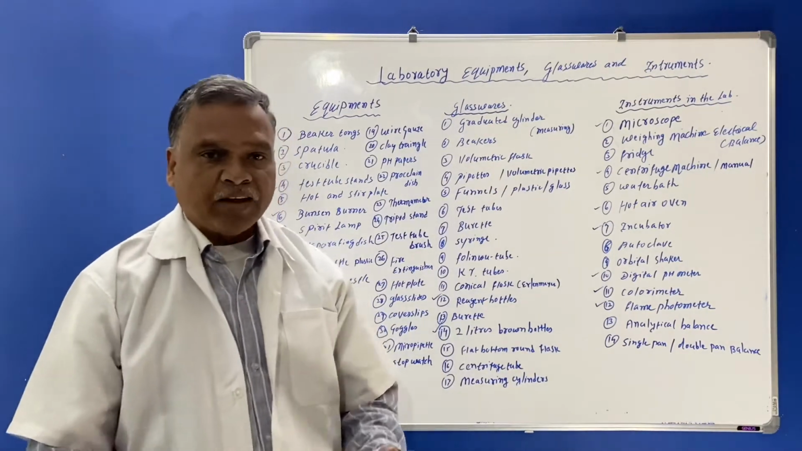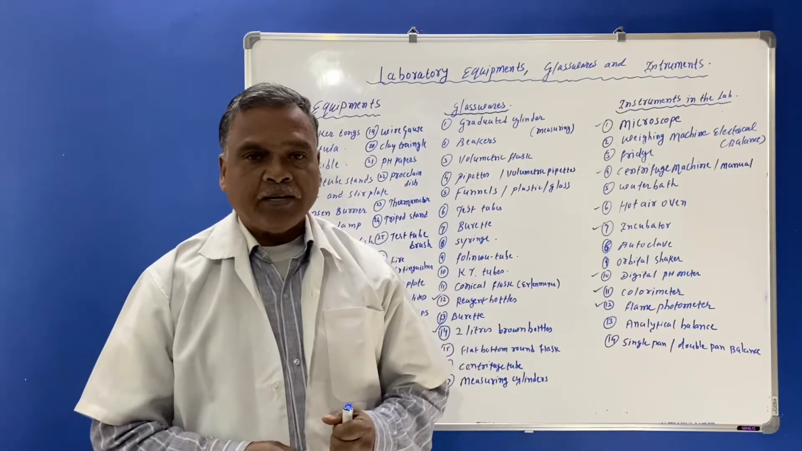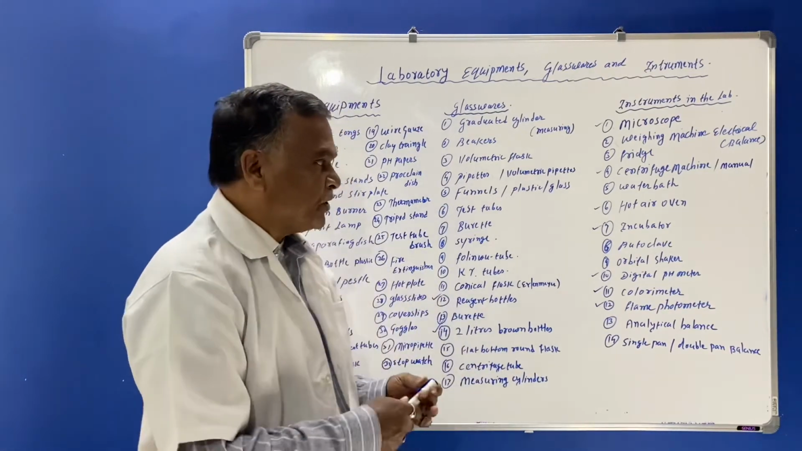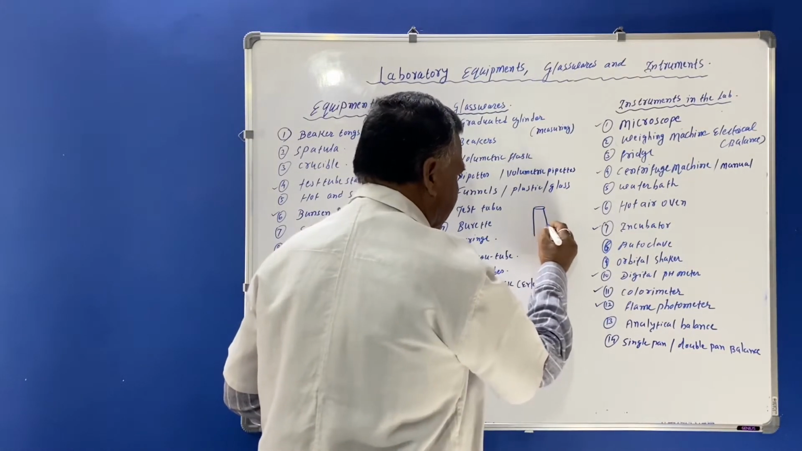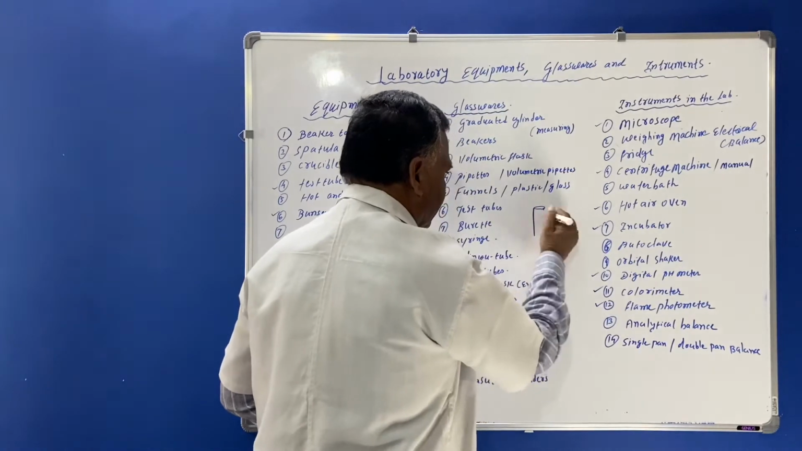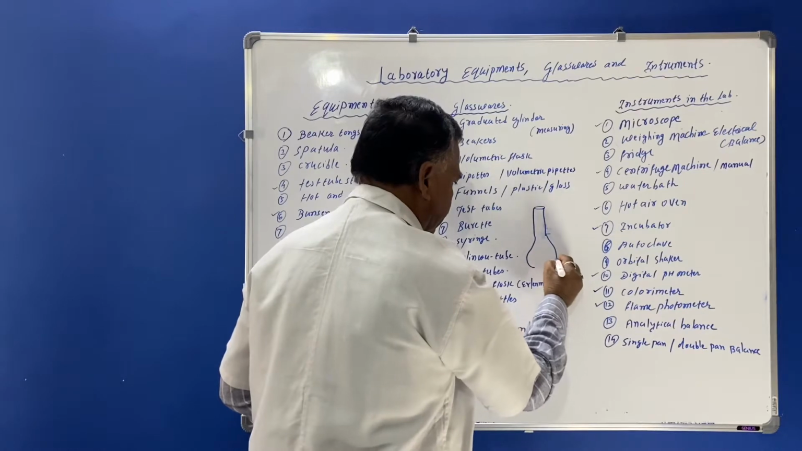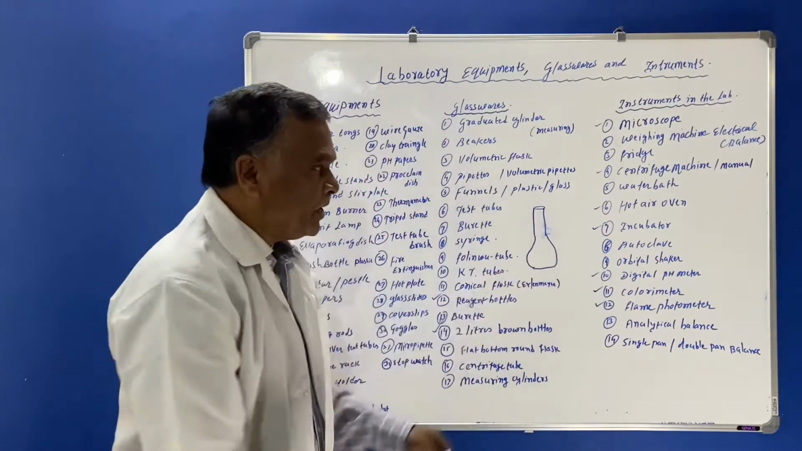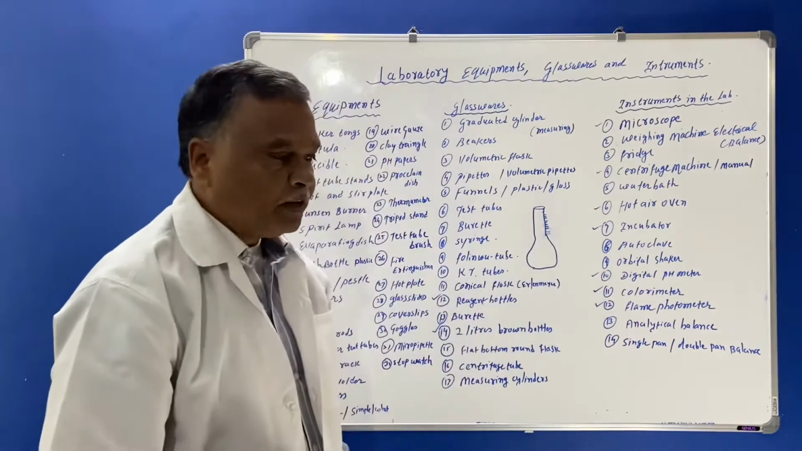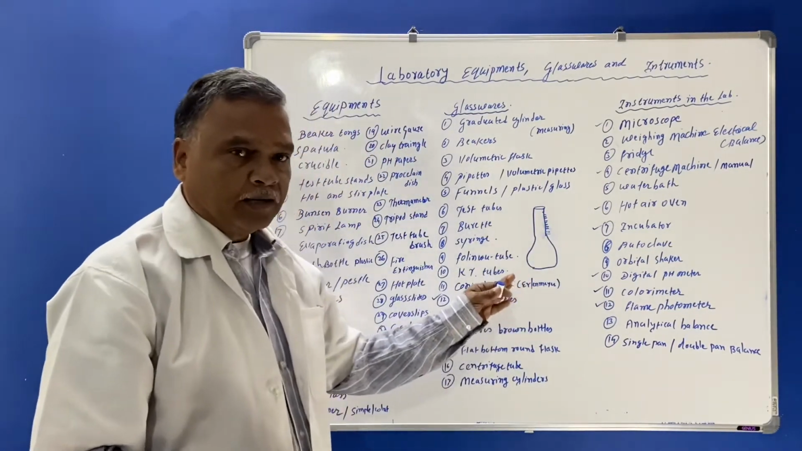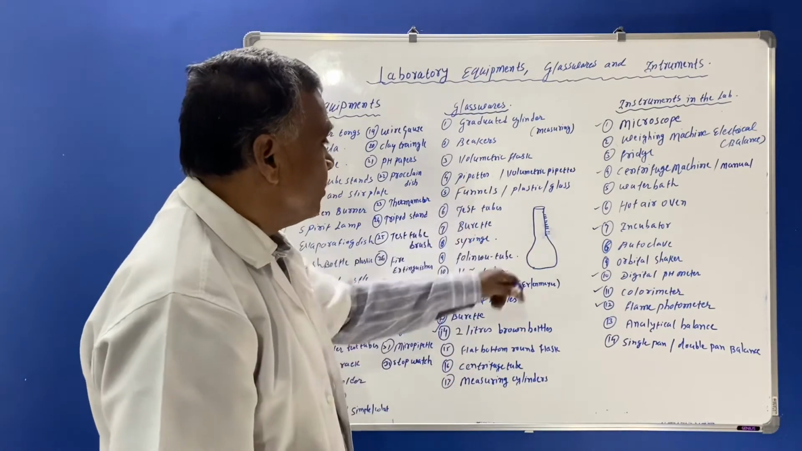You must know another glassware is called the volumetric flask. These volumetric flasks are generally of 250 ml, 100 ml, and they are graduated here. They may be of 250 ml or 500 ml or 100 ml. So you must know this is a volumetric flask.